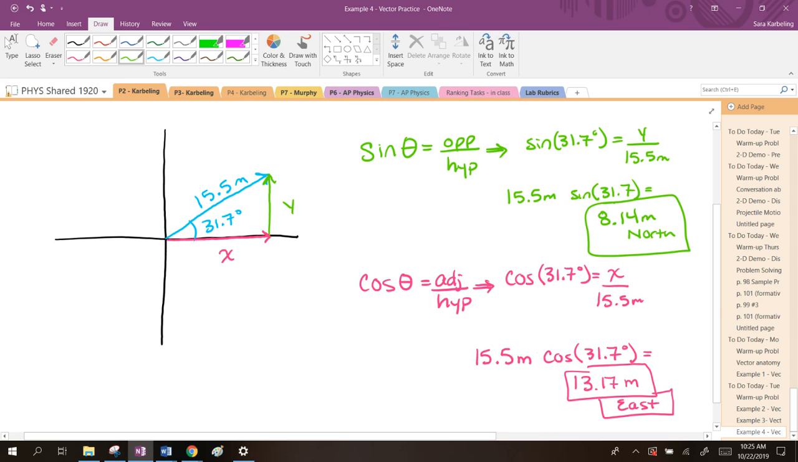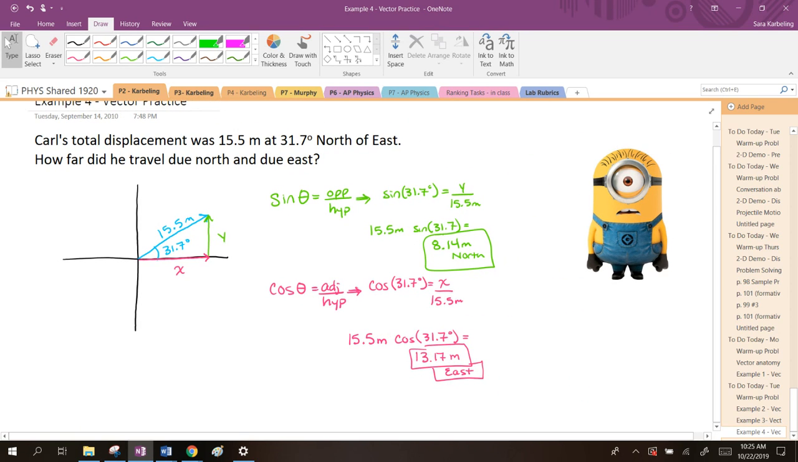This process I want you to label on your notes so that you know, okay? This process of taking one vector, one arrow that has magnitude and direction, and breaking it down into pieces is called finding the components of a vector. Finding the components of a vector.